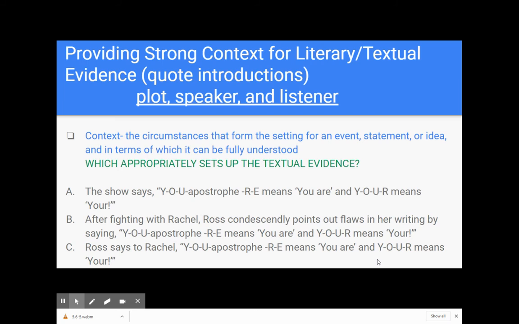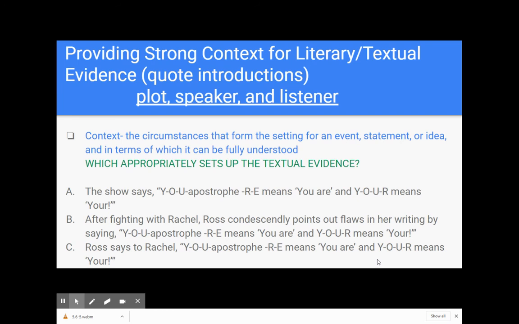So in this case, we know who's saying it, right? Ross is saying it. We know to whom he's speaking. He's talking to Rachel, and we know the context, right? This is happening right after a fight. So I would say B would be pretty darn good. Okay, that was a good quote introduction.